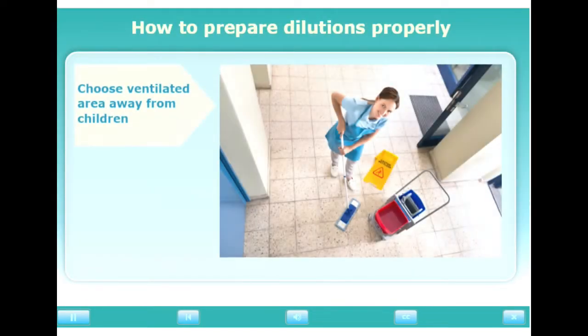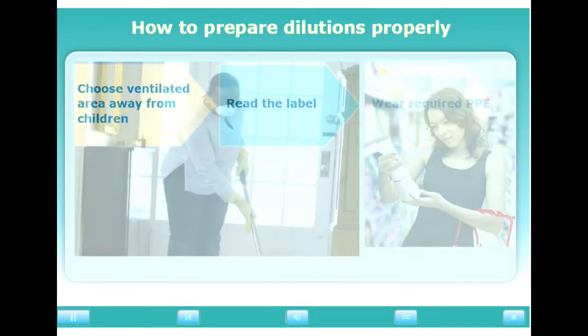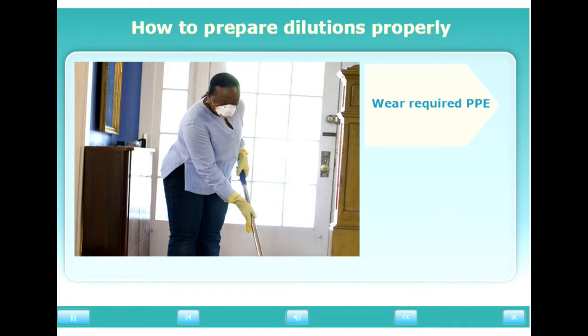First, check for adequate ventilation in an area away from children. You must always prepare and use sanitizers and disinfectants in well-ventilated areas and make sure kids are not nearby. Even if you've used the product before, read the label. Label instructions sometimes change, and products with different concentrations can look very similar. Read the first aid and accidental spill instructions on the label. Be sure you are wearing the appropriate protective equipment, like goggles and gloves, if directed on the label.